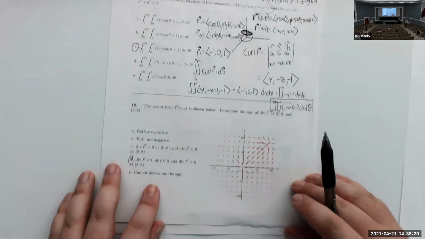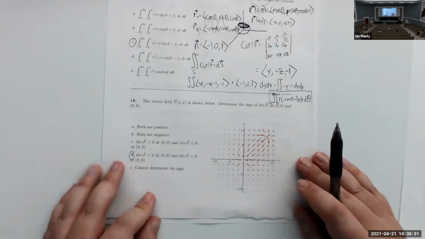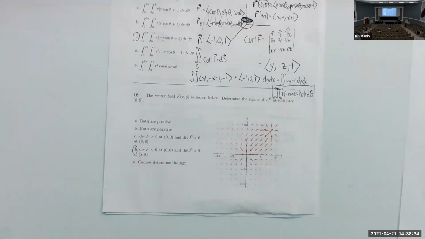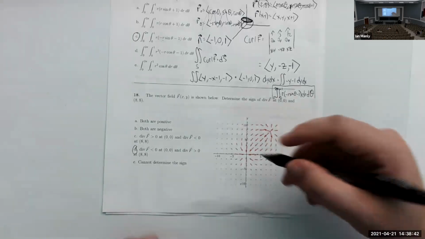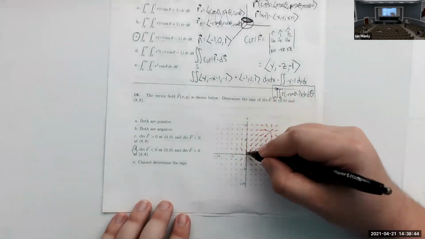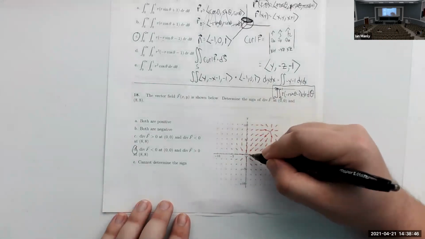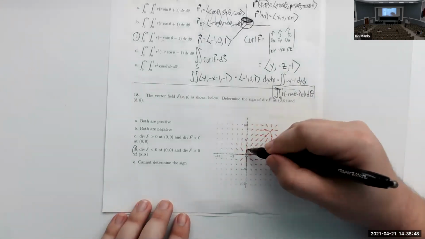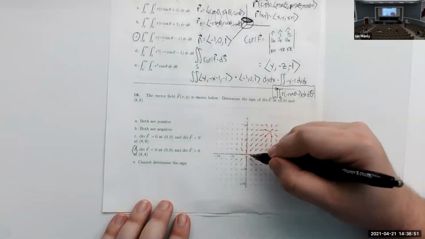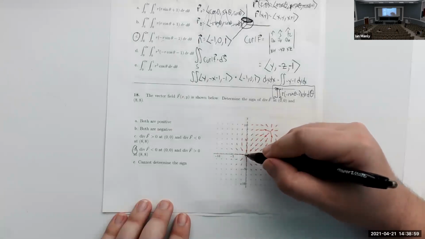All right, we have a few more questions here. Next, we have a vector field shown graphically here. Determine the sign of the divergence at the origin and at 8, 8. Well, let's take a close look. We draw a little circle around here and see what the arrows are doing to the circle. All of these arrows are relatively big near the origin, and they're piercing inwards like this. So what does that tell me about the sign of our divergence here?